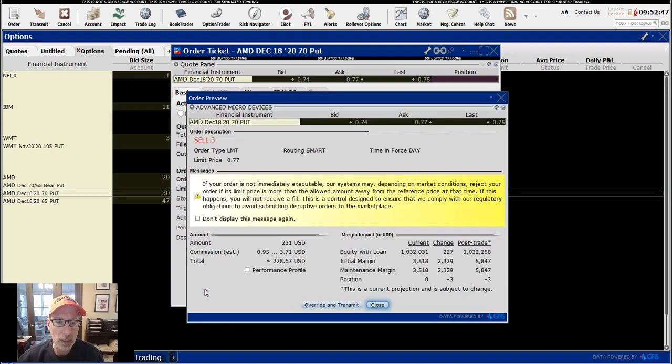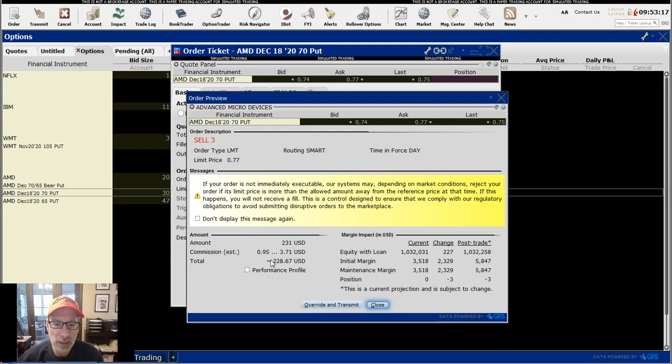Click on the preview button, and it's going to show you what happens before you actually place the trade. And here's the ticket. We're going to sell 3 contracts of the AMD 70 put, and try to receive 77 cents per contract. And down here on this side, it tells you how much you're about to receive. If you sell 3 contracts, if you get filled on this order, $231 will be deposited into your trading account.